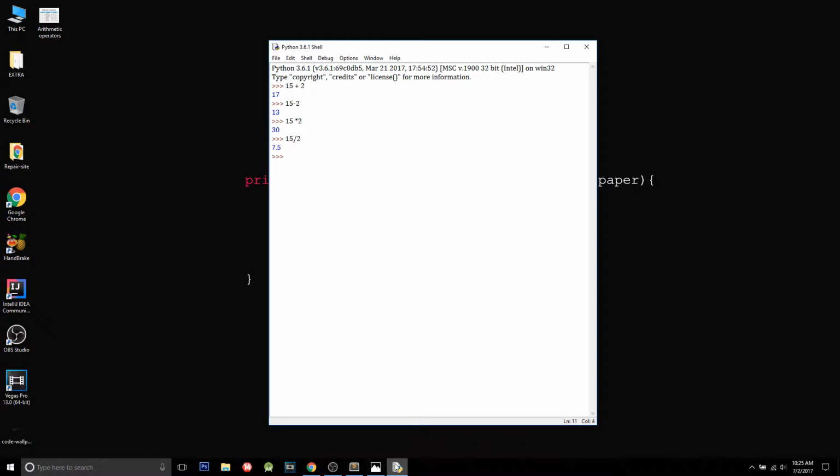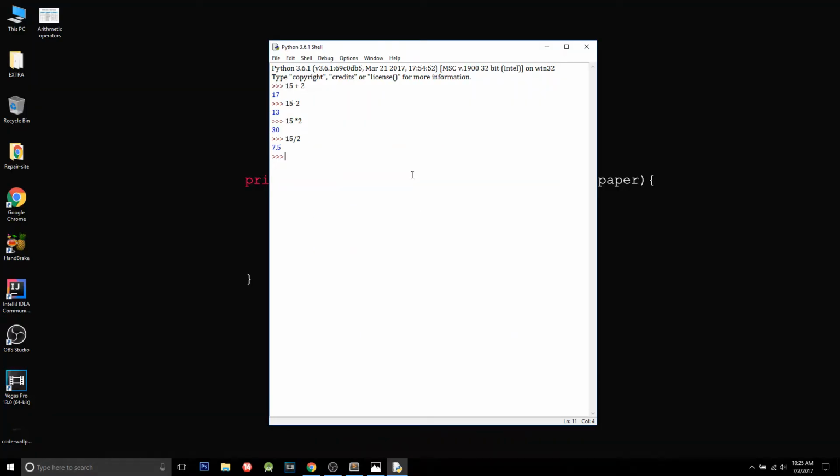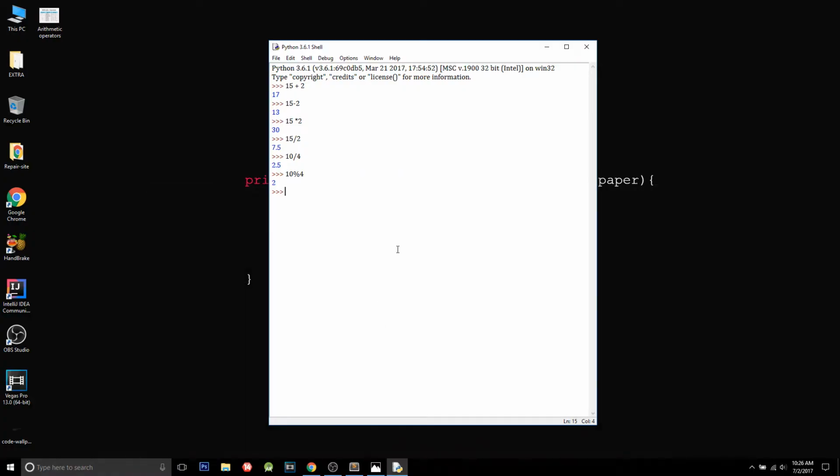Now we are going to talk about this modulus over here. Let's give it numbers that give a remainder, like 10 divided by 4, 2.5. I mean 10 modulus 4. Modulus is the percentage sign. We get 2, because 4 times 2 is 8, and we get the remainder 2. Similarly, we have the quotient over here. Let's give it 50 divided by 4, and we get the quotient 12. Of course, on the right side, as you can see, is the quotient over there.